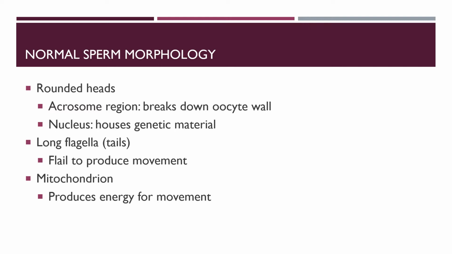The tail is technically called a flagellum. It is a single strand that protrudes out of the posterior portion of the head, and it flails to propel the cell forward. The mitochondrion is somewhat a piece of the tail. It's technically called the midpiece of the cell, and it produces the energy for the flagellum to flail and produce that movement.